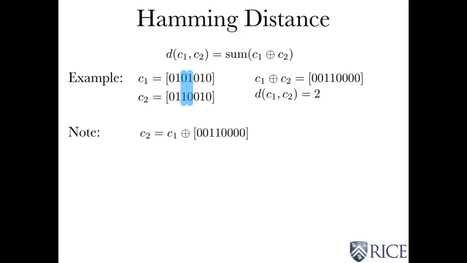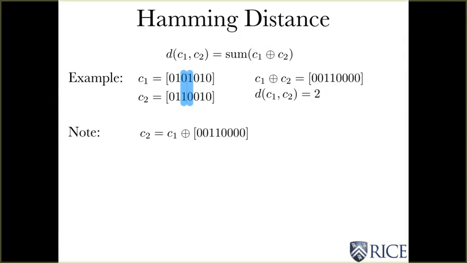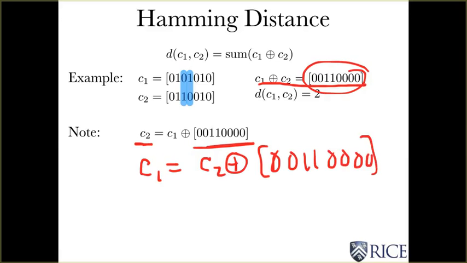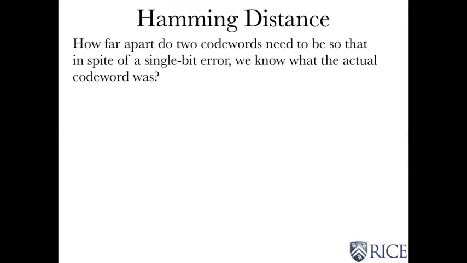Now I want to point out something that's going to be useful later on. We have this relationship here. If I take this and add it to C1, I will get C2. And I will also find that C1 is equal to C2 plus this binary sequence. This is going to be useful later on. Let's see why this is important.